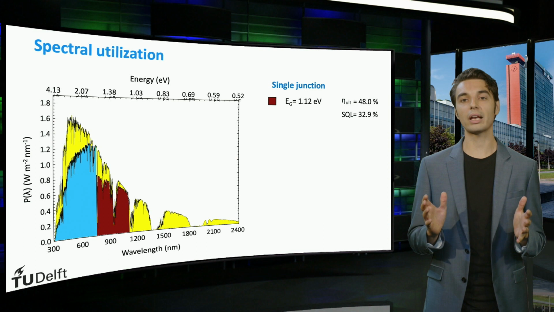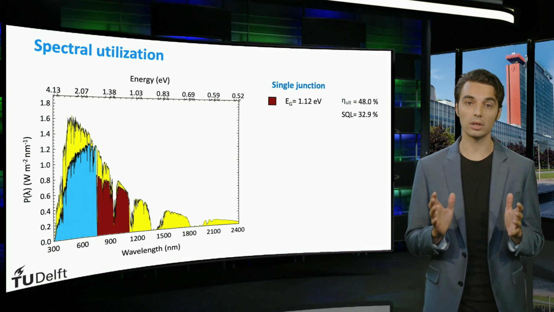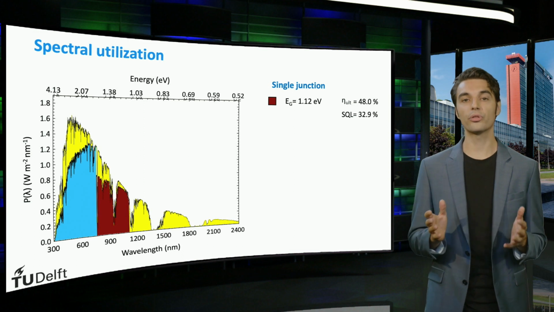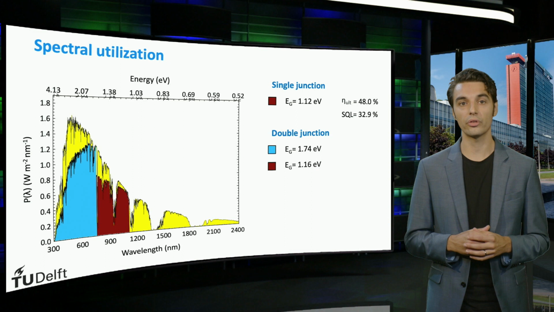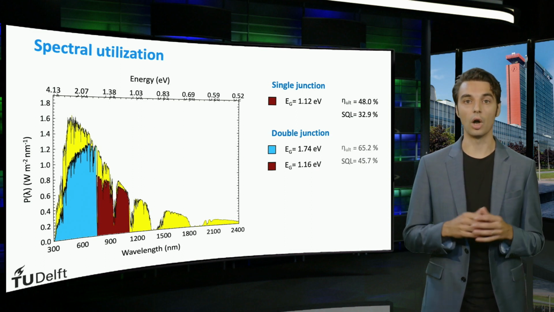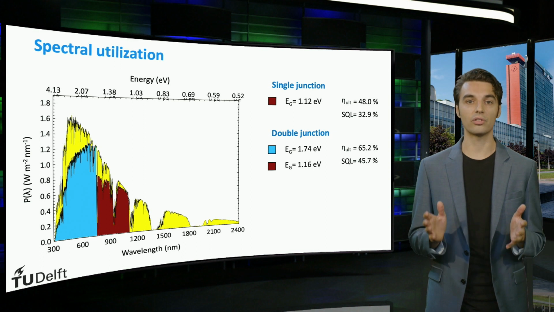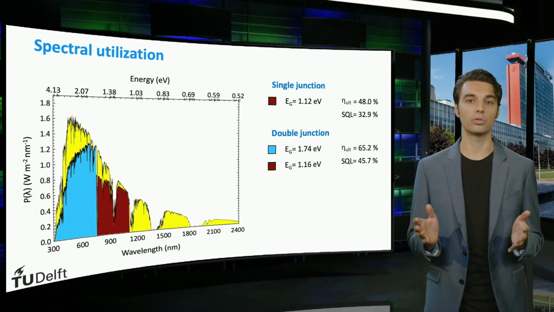If we introduce a second junction, the thermalization losses in the visible part of the spectrum are strongly decreased. An optimal tandem configuration has a junction with a bandgap energy of 1.74 electron volt and one with 1.16 electron volt bandgap. The ultimate efficiency of such a tandem device is increased to over 65%, and the Shockley-Queisser limit is increased to almost 46%.